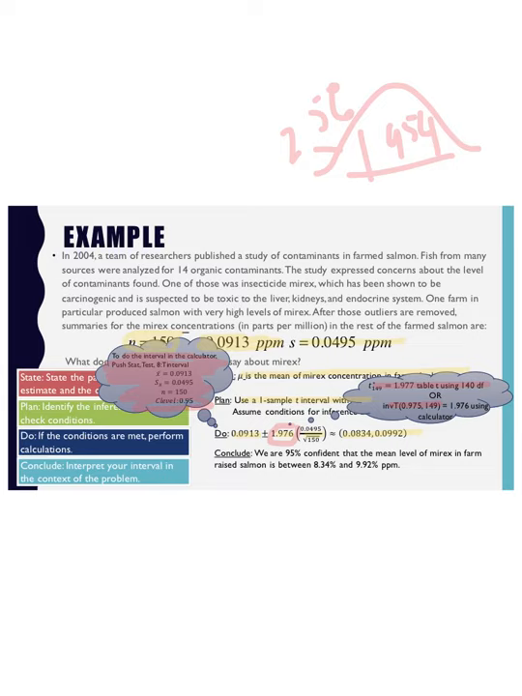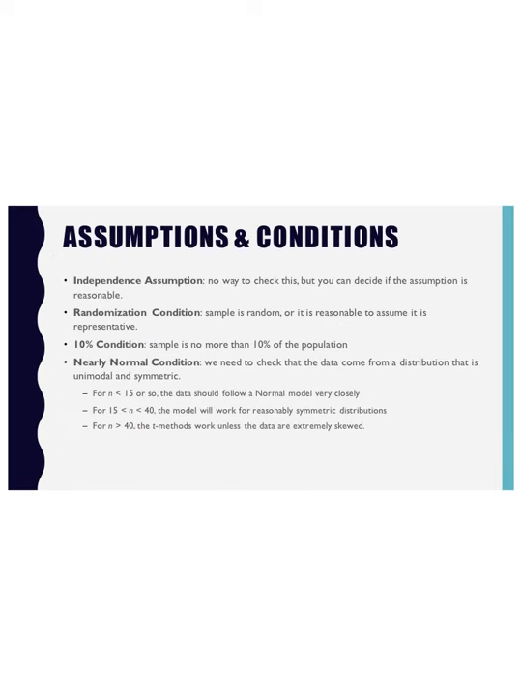We are 95% confident that the mean level of murex in farm-raised salmon is between 8.34% and 9.92%. Not percent, parts per million. That's a typo. That's annoying. And we're done.